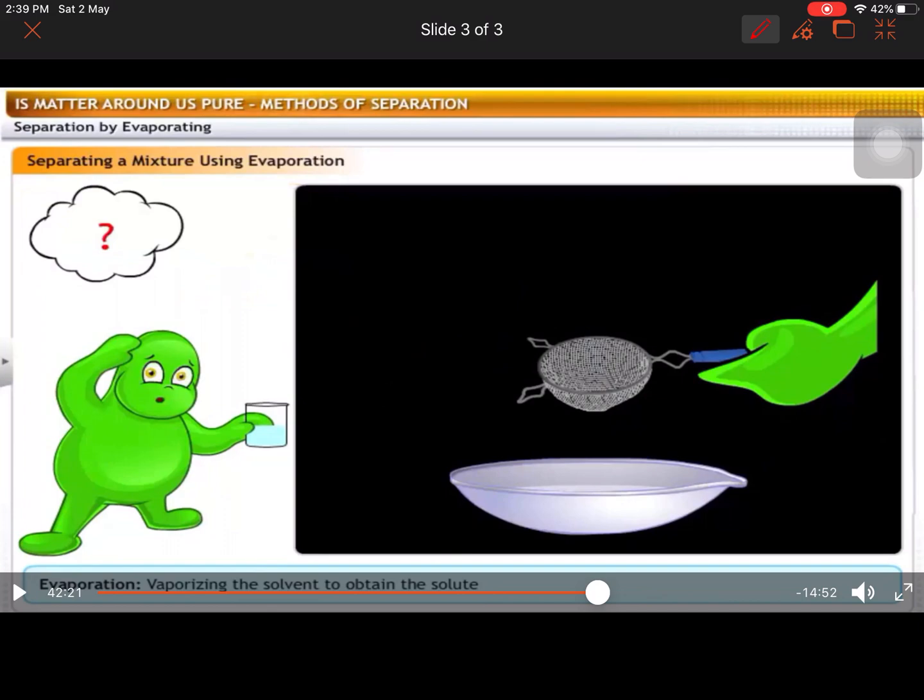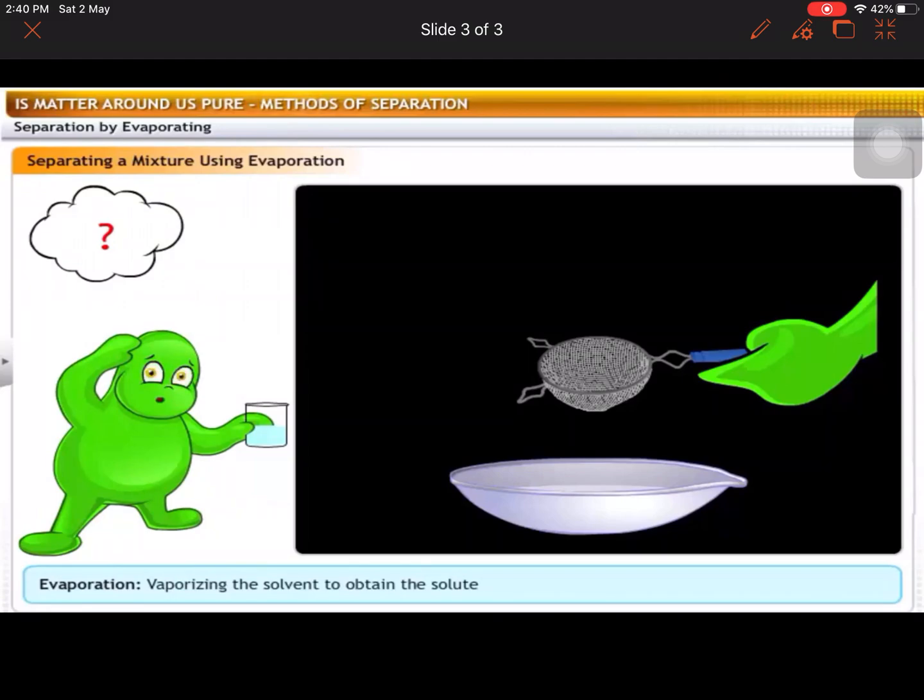As the water evaporates, you get the pure crystals of salt or sugar, whatever solute you have taken in the solution. Okay, just watch it. You can separate salt from a solution by evaporating the water from the solution.